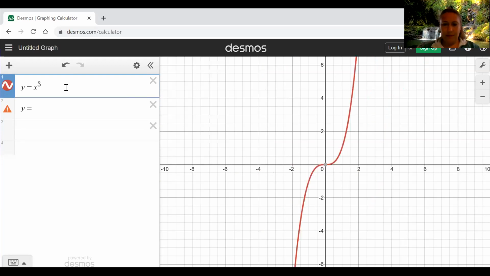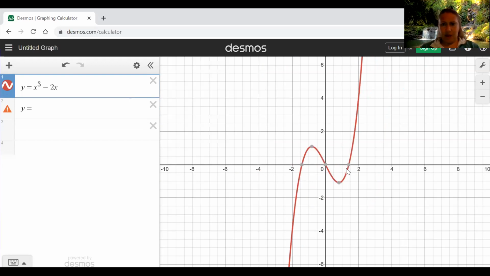x cubed minus 2x. Notice here I do have symmetry. I can see this point, if I reflect it through the origin, I get this minimum point. This point here, if I reflect through the origin, there's its image. So I do have symmetry with respect to the origin in this example. Or I can envision reflecting it through the x-axis, and then I would have the same answer as if I reflected it through the y-axis. That's another way I can tell.